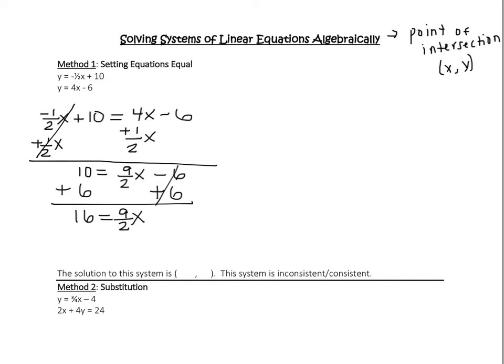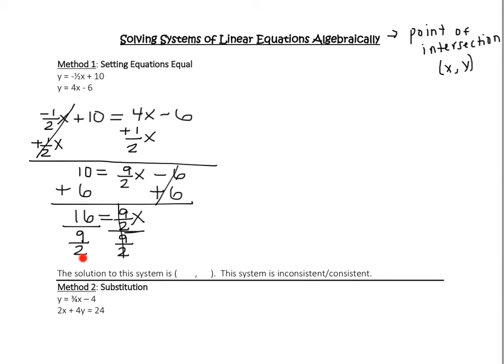Okay. Now from this point, some of you may have learned to multiply both sides by 2/9. That's fine. I'm just going to do it the old-fashioned way, and I'm going to divide both sides by 9/2. Okay, here comes a calculator step again. Please make sure you're putting this into the calculator right now. So what I would type in is 16 divided by 9/2.